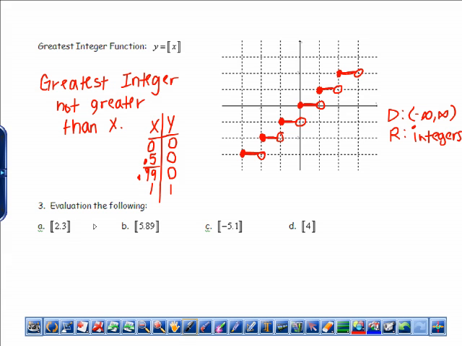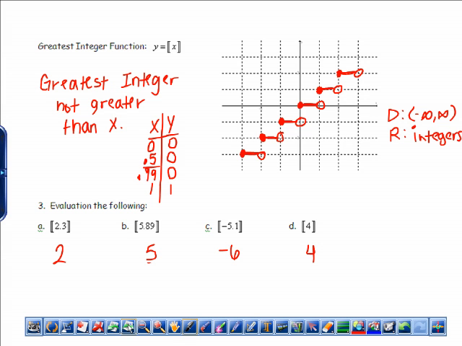Okay, so there's another thing that we can do with evaluating, and this is where our definition here is going to really help us. So what is the greatest integer that is not greater than 2.3? You can't pick 3 because that's greater than it, so we have to round down to 2. Okay, what about 5.89? Yep, round down to 5. Okay, what about -5.1? Now, if you're picking -5, that's actually greater, okay? So we have to always round down, -6. And then 4 is just 4. Okay?